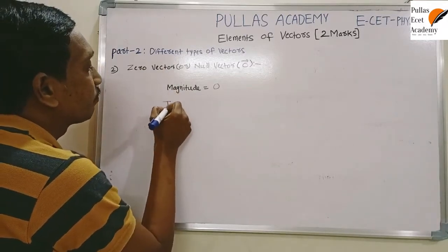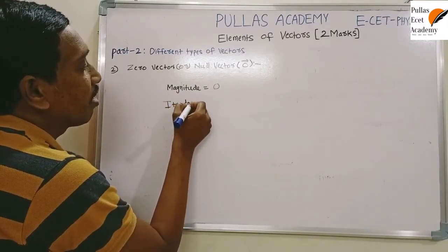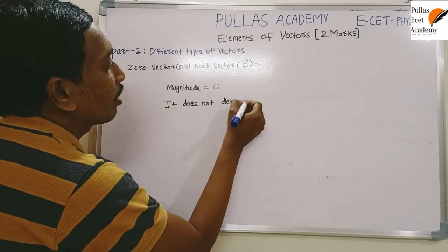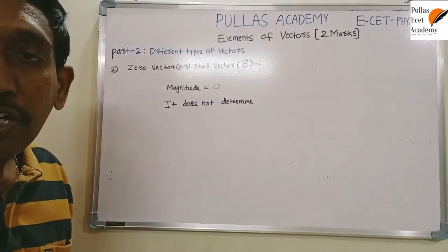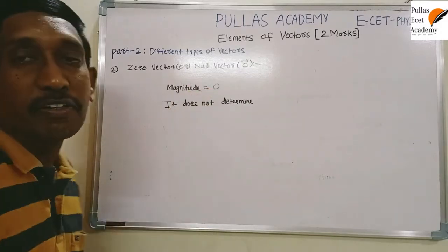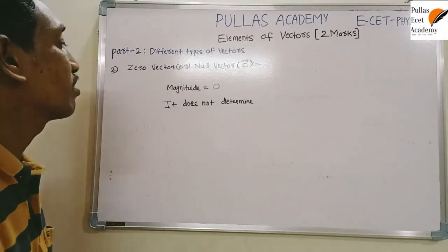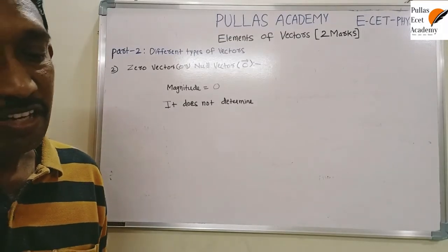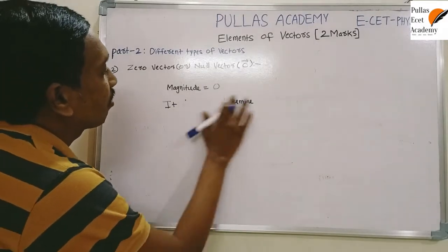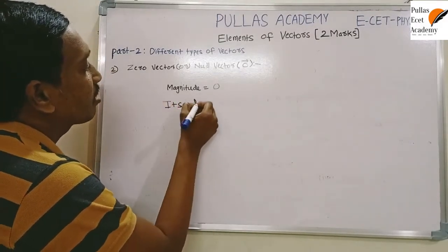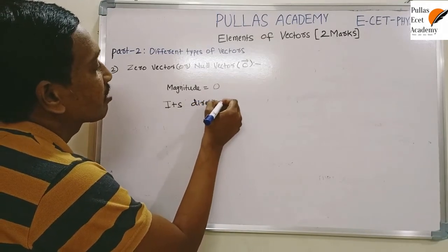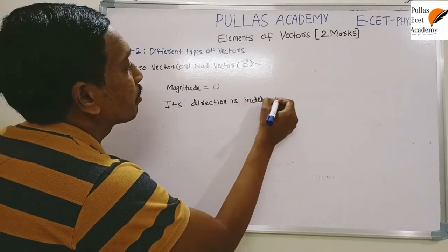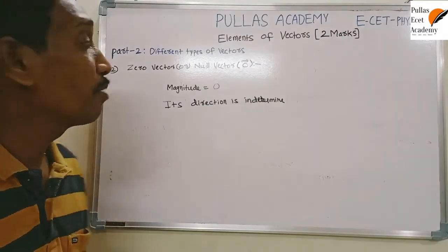That means it does not determine one. For a zero vector there is no need to define the direction because there is no magnitude. That's why there is no need to discuss the direction. That's why it does not determine the direction. So its direction is indeterminate. This you have to understand. This is about the zero vector.